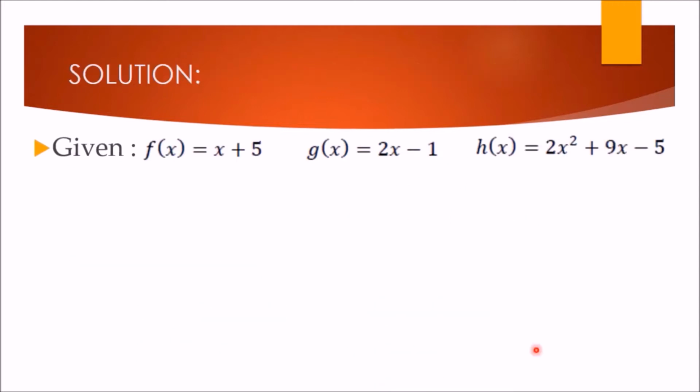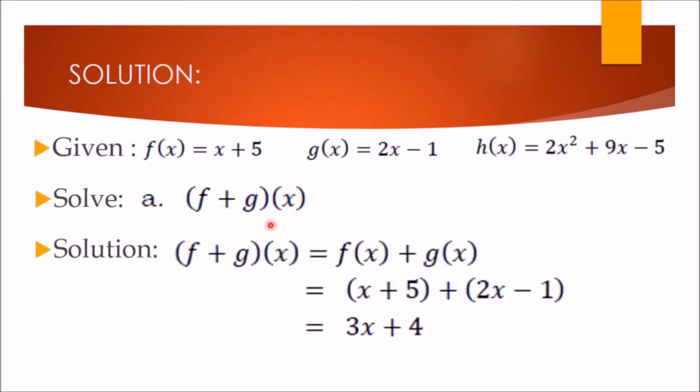Okay, let's have the solution. Given here the functions, well, I have already mentioned this. I am just writing it again. So we will be solving letter A, (f + g)(x). So our notation says that (f + g)(x) is equal to f(x) + g(x). We take the f(x), we add the f(x) with the function g(x). So your f(x) is x + 5 and your g(x) is 2x - 1.